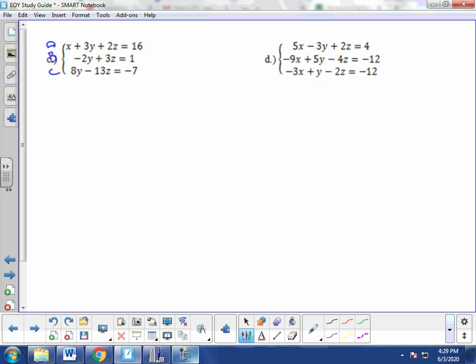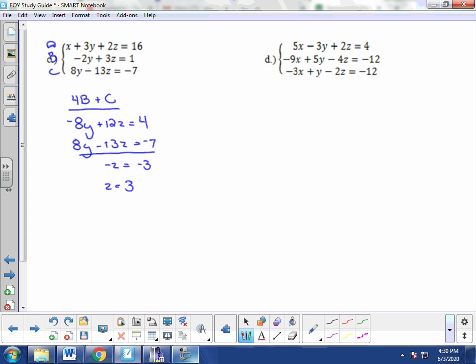If I take a look at B and C, they're already simplified a little bit. They only have two variables. So I'm going to use elimination with just B and C. I'm going to take B and multiply it by 4 and add that to C. And what we'll notice is that when we do that, the y values are going to eliminate. That would give us negative z equal to negative 3. Then I can solve for z: z equals 3.